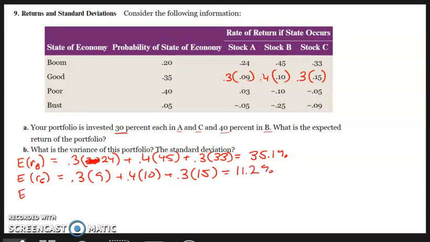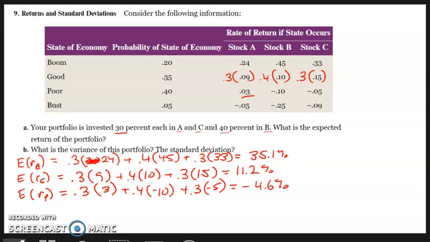So the expected return in the poor state: 0.3 times 3% plus 0.4 times a loss of 10% plus 0.3 times a loss of 5%. Multiply those and add them up, and we get negative 4.6%.